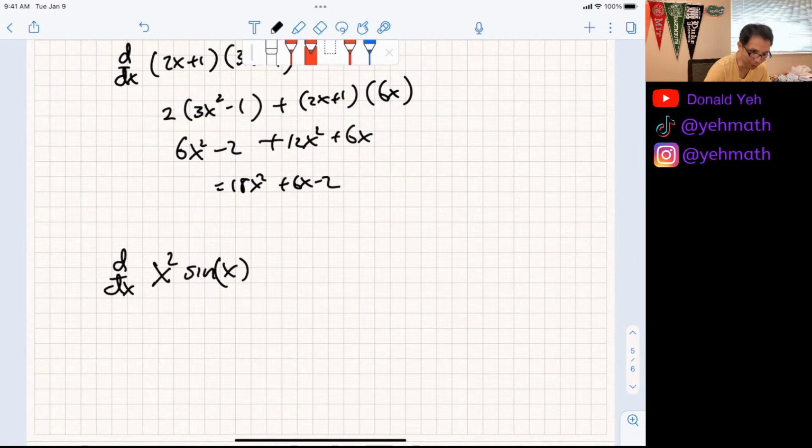So therefore, if I do this, then I'm going to take a derivative of 2x sine of x plus x squared cosine of x. You have to do product rule, and there's no way around it.